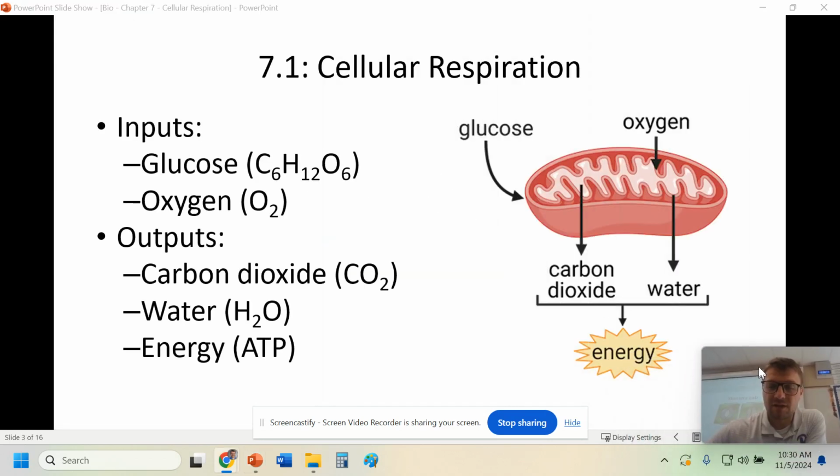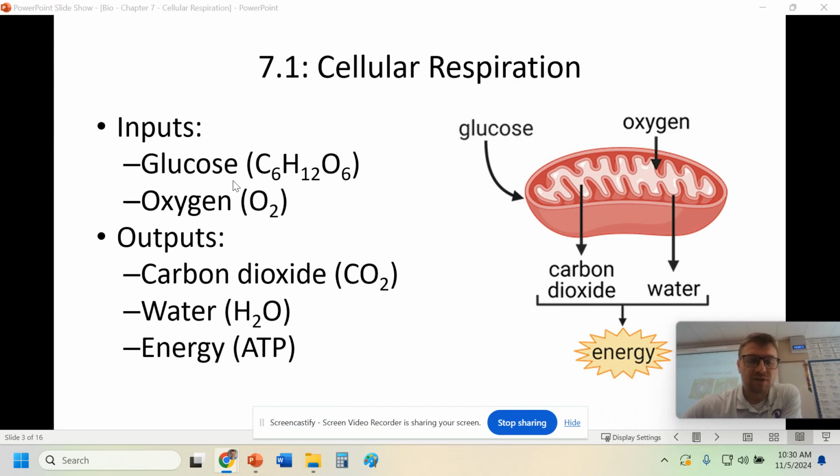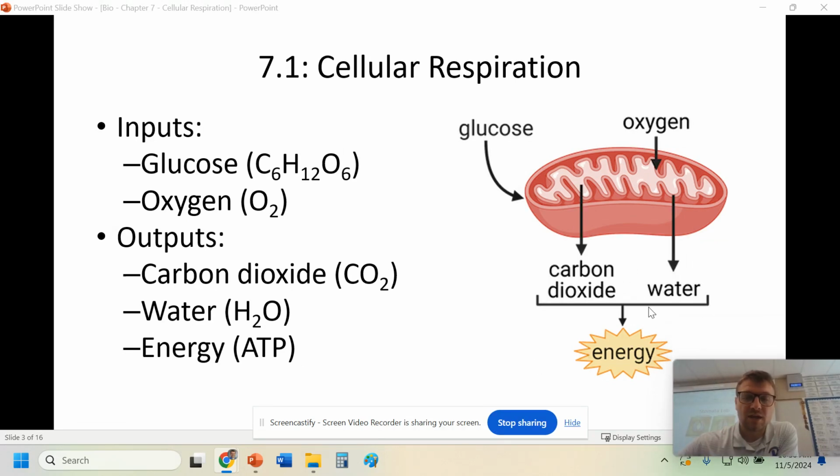Now, like I said from the intro here, our inputs are going to be glucose and oxygen. We get those from plants. This is why we need plants. We get these from the process of photosynthesis, and we're going to produce carbon dioxide, water, but we're also going to produce energy as well. We're going to produce the energy that our cells are going to use for their cellular processes. But essentially, we get this energy from the sun, since this is where plants get their energy.